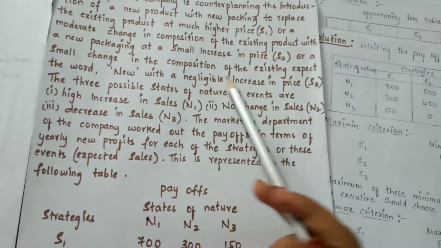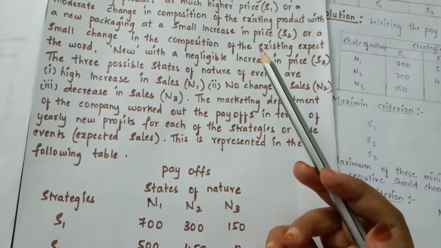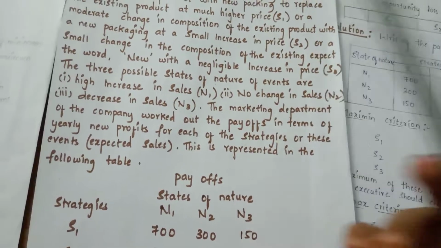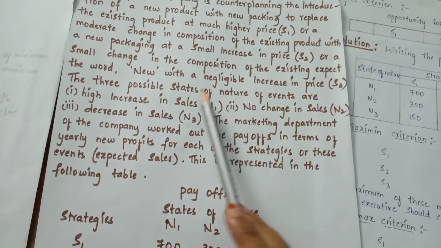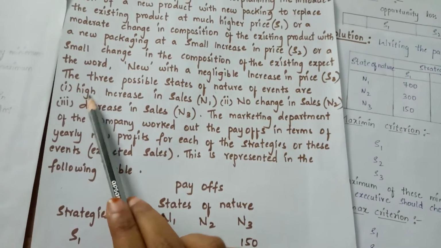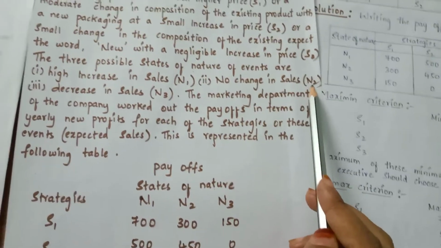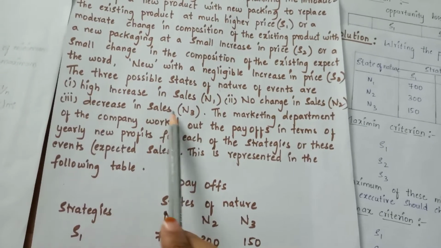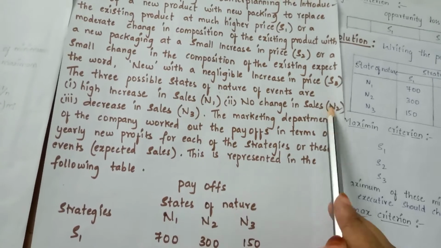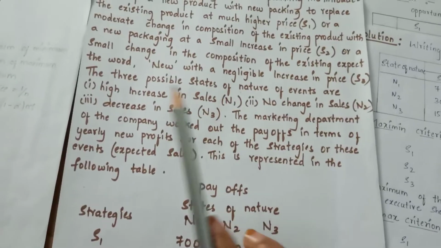The states of nature are nothing but, students, the future events which are not under the control of a decision maker. So the states of nature or events are: high increase in sales, that is N1; no change in sales, that is N2; and decrease in sales, that is N3. These three are the states of nature, N1, N2 and N3, which are not under the control of a decision maker.